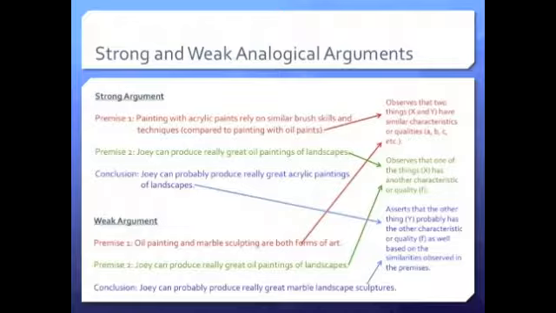Then, the other premise in an analogical argument observes that one of the things, X, has another characteristic or quality, F. As you can see, this is done in premise two of both of the arguments. Then finally, the conclusion asserts that the other thing Y probably has the other characteristic or quality F as well, based on the similarities observed in the premises.